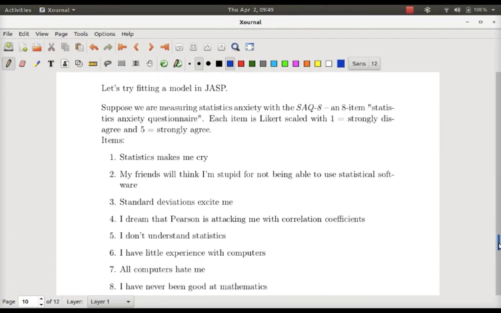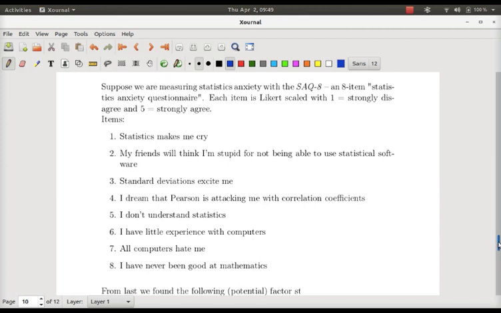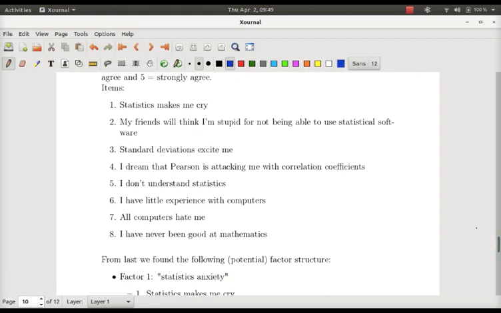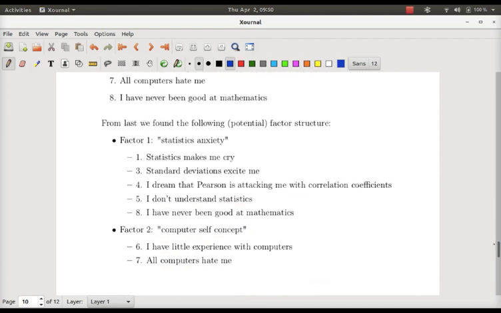So let's try doing this. Now remember last time we were measuring statistics anxiety with this so-called SAC-8. So it was an 8-item statistics anxiety questionnaire. Each of the items was Likert scaled, where 1 was strongly disagree and 5 was strongly agree, and then we had these 8 items. And last time we did the exploratory factor analysis on it, and we found that we basically had two factors. We had a factor for statistics anxiety, which was loaded by items 1, 3, 4, 5, and 8. And then we had factor 2, which was kind of about computers. We called that computer self-concept, and that was loaded by items 6 and 7.